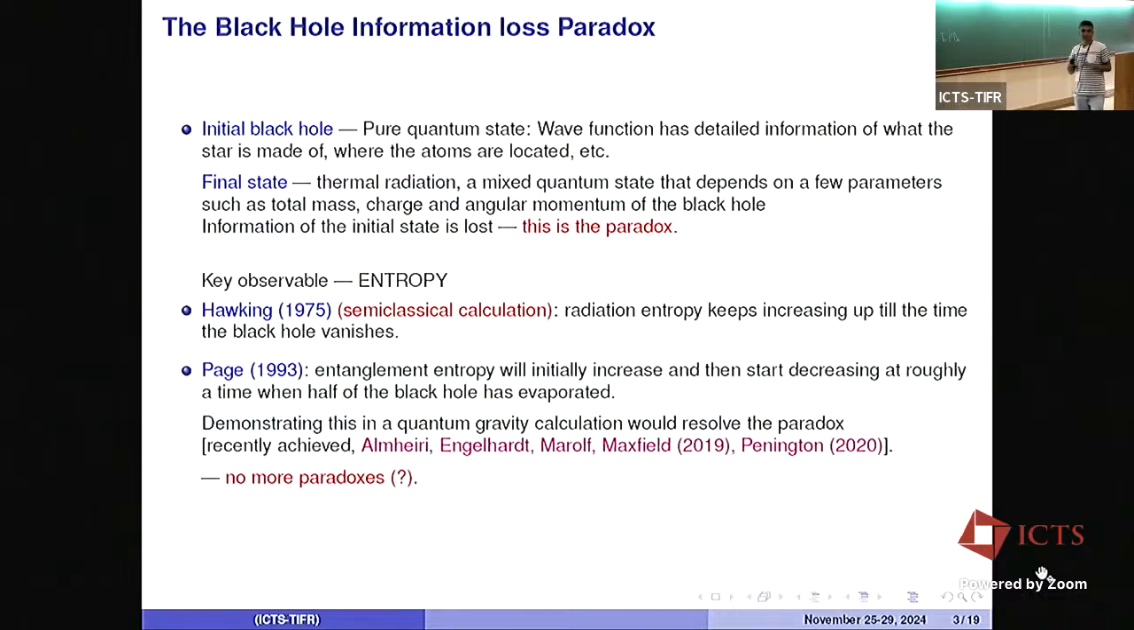Page's calculation was purely a static calculation. There was no dynamics and so on. But what it suggests is that as the black hole evaporates, you think of the black hole as a collection of qubits, and the Hilbert space dimension is decreasing. So at some point when half the black hole has evaporated, what Page argued is that the entropy has to go down.